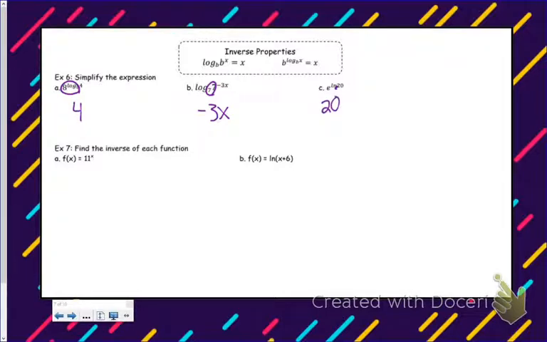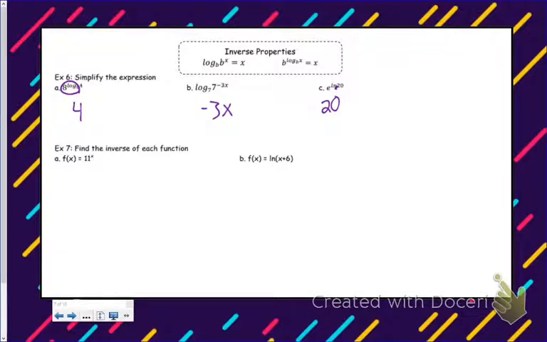The log ones are a little bit easier because if you forget, you can just rewrite it in exponential form. So if I did 7 to the x is equal to 7 to the negative 3x, it's pretty obvious that x is equal to negative 3x. But it's still good to know those properties just to be able to get this done quickly.